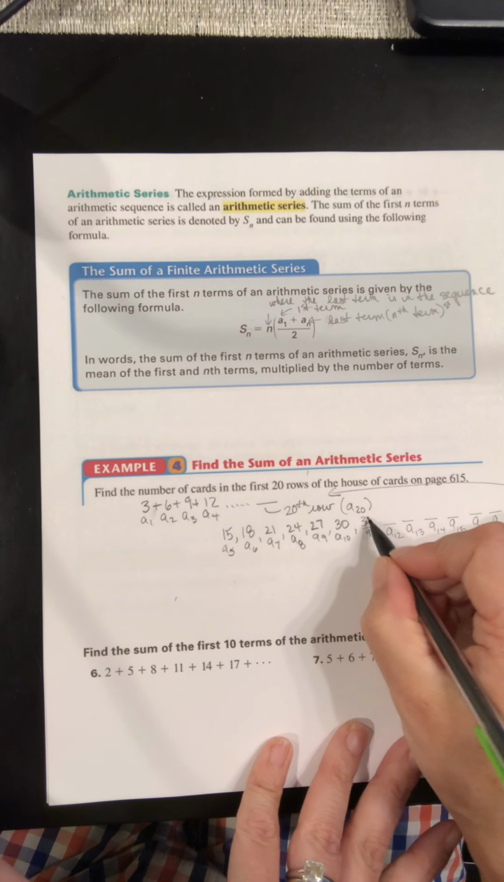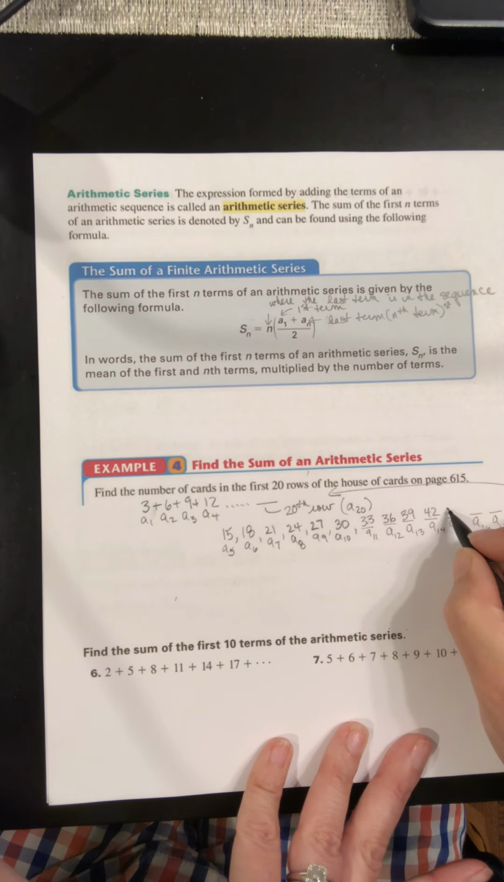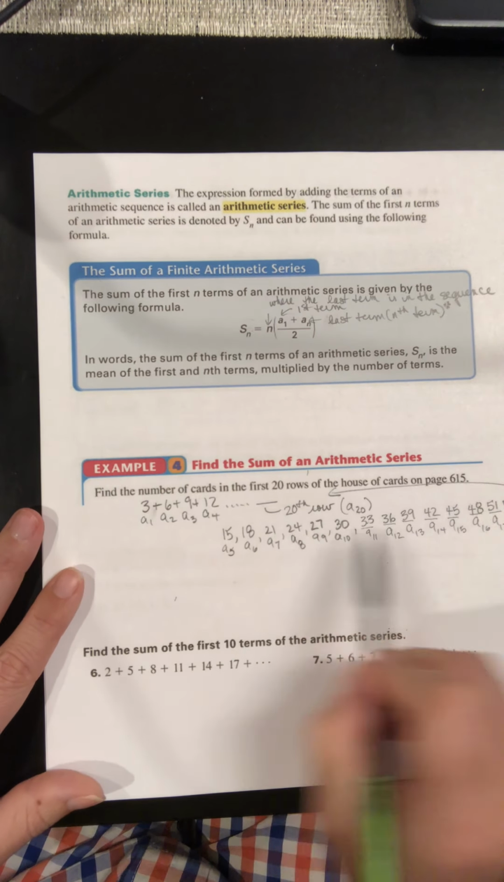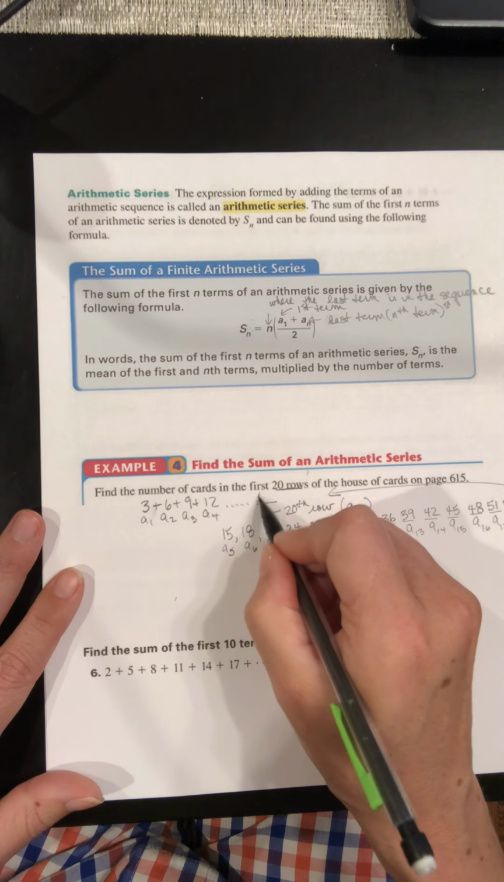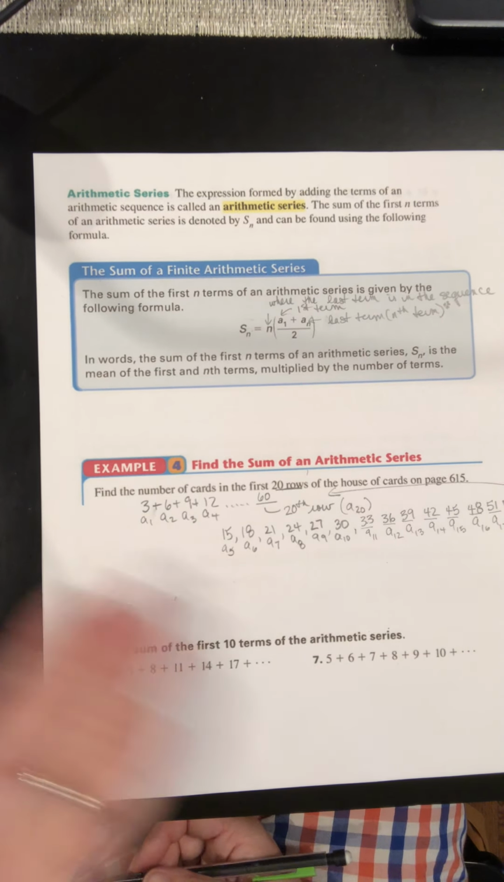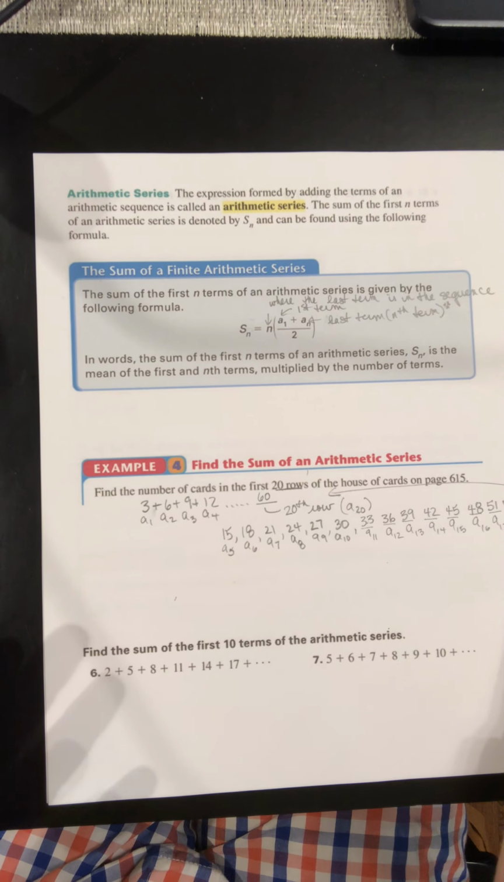So if I keep going, this is 33, 36, 39, 42, 45, 48, 51, 54, 57, and then the last term in this sequence, the 20th, would be 60, right? Wouldn't it? Okay. Now, you can do that. That kind of took a while, all right? But it does make sense, right? We're just trying to find the last term here, okay?